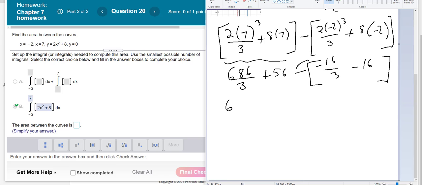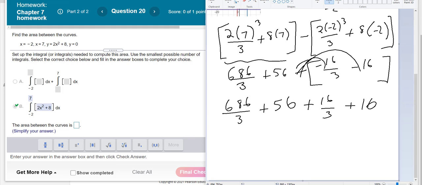So what I've got is 686 over 3 plus 56 plus 16 over 3 plus 16, because this negative is going to both of those. Now I need to add all these. I'm going to use the fraction key on my calculator.